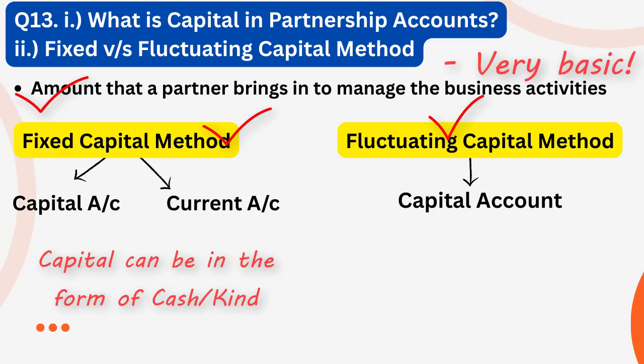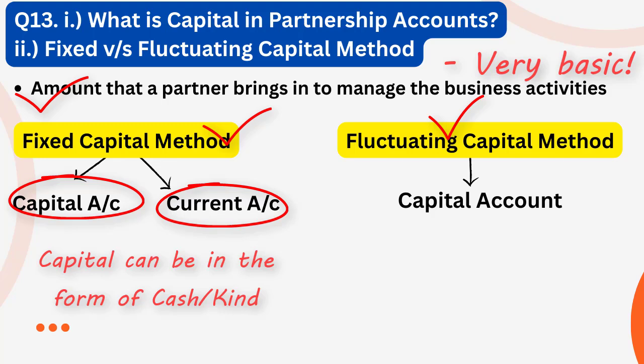There are two separate accounts that are maintained in this system. The first one is the capital account that shows the permanent capital balance. And the second one is the current account that records all the transactions like drawings, interest on capital, share of profit or loss, etc. Now, let's move on to fluctuating capital method.